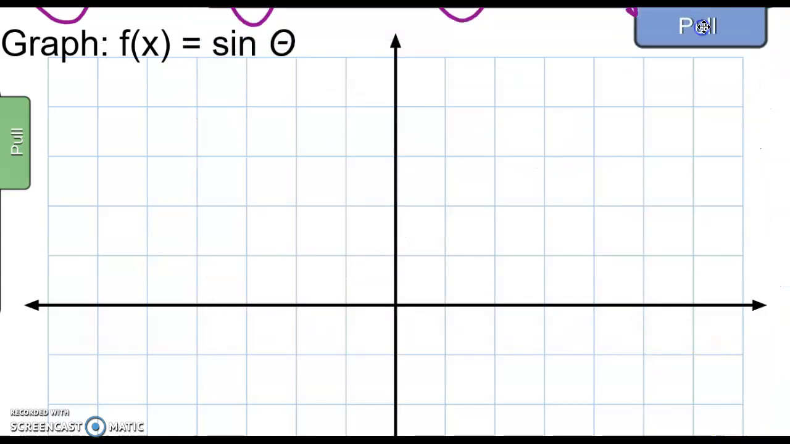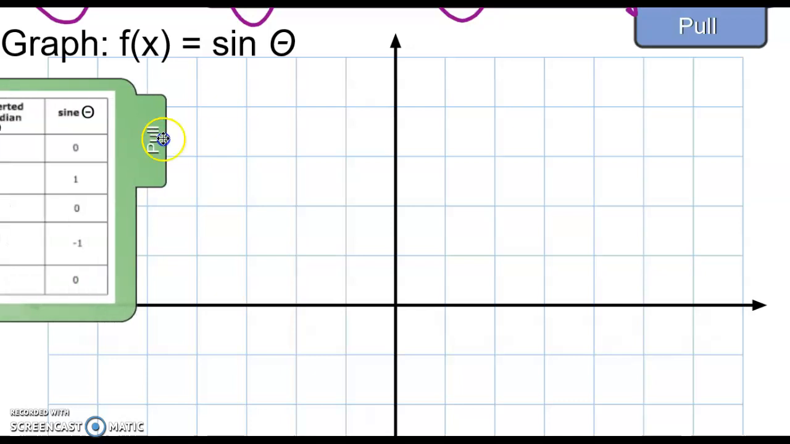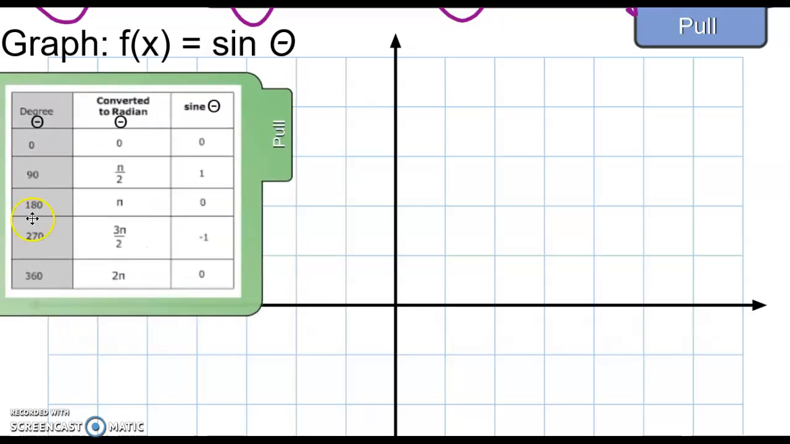So we create our table of values from the unit circle, and they look something like this. Whether we measure in degrees or in radians, our x value is always going to be our angle measurement, and our y value is the y coordinate on the unit circle, because that's how we evaluate sine, using the y coordinate. Well, first we should always label our axes.